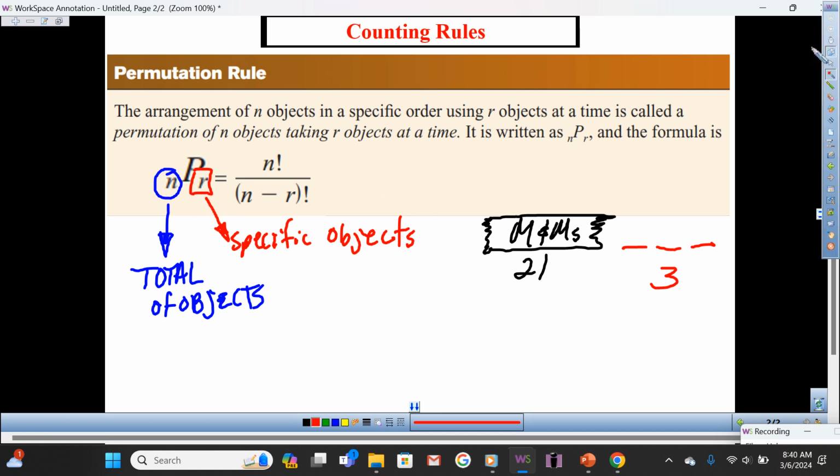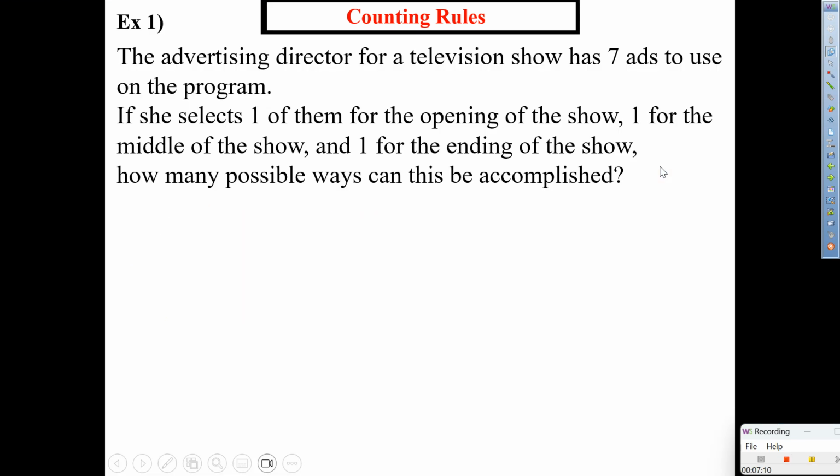All right, so I'm going to move on. You have the code where you can go to the presentation if you're following behind. Here we go. So, copy this problem, example number one, and it reads, the advertising director for a television show has seven ads to use on the program. If she selects one of them for the opening of the show, one for the middle of the show, and one for the ending of the show, how many possible ways can this be accomplished? All right? Copy that, please. I'll give you some time. Go.